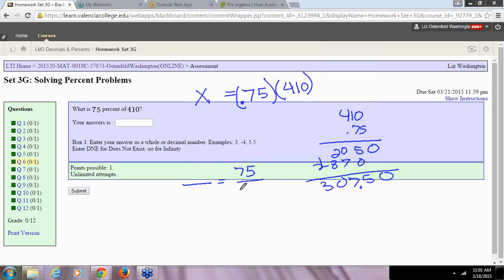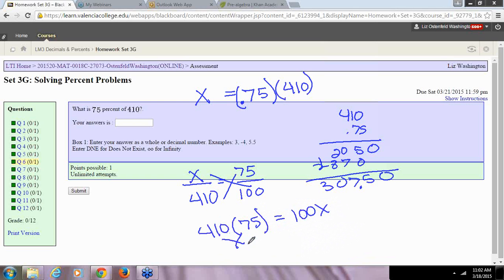Okay? The other way they do it would be like this, and I think it's 75 over 100 is over of. I think it would be like that. So you always put the percent over the 100 equals the is over the of. The what is and the of 410, and then you would cross multiply. So you would still get 410 times 75 equals 100x, and then you would actually have to multiply this.